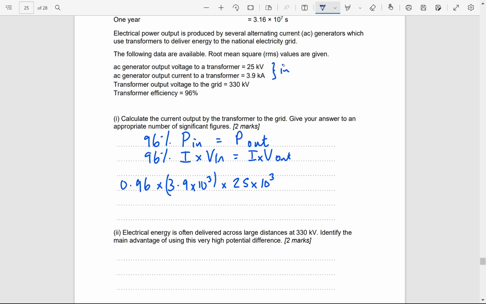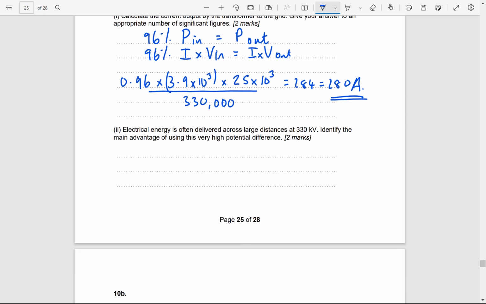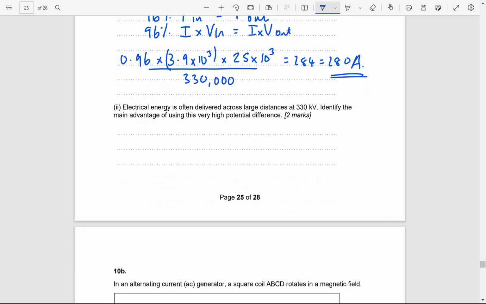Okay, so these ones are the in. This one is the out. And then I divide that by my voltage out, so it's just 330,000. And I get 284. So I'm going to go to 2 sig figs, because I like 2 sig figs. So does IB generally. And that's your answer. It wasn't quite as tricky as some people thought it might have been.